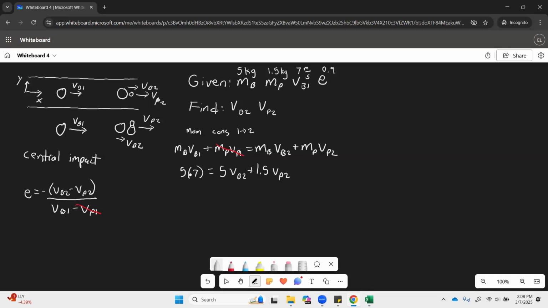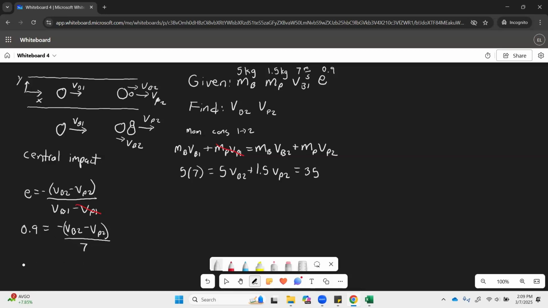And then if we multiply this 5 and the 7 together, this equals 35. So next we'll fill in numbers for the E equation. E is going to be 0.9 times negative VB2 minus VP2, and then this is divided by VB1, which is the 7 meters per second.